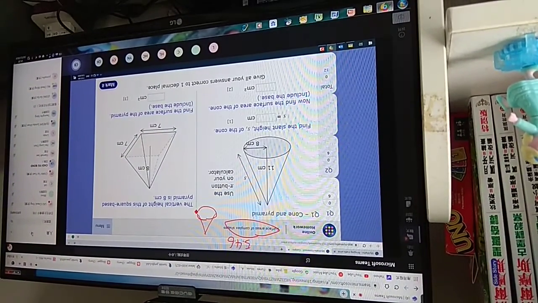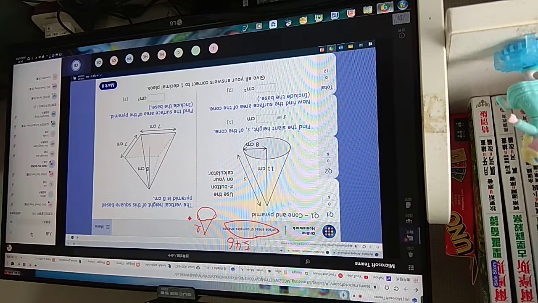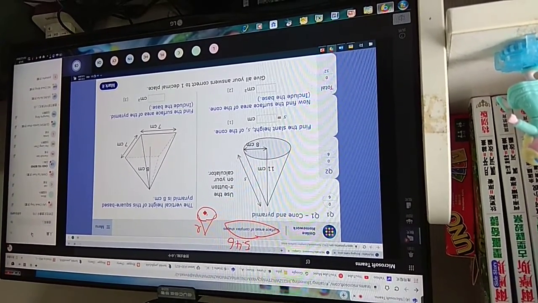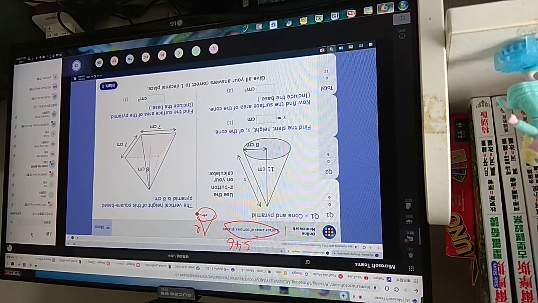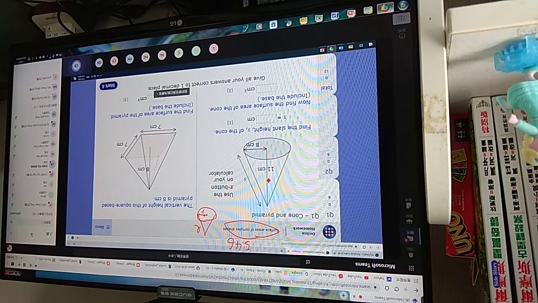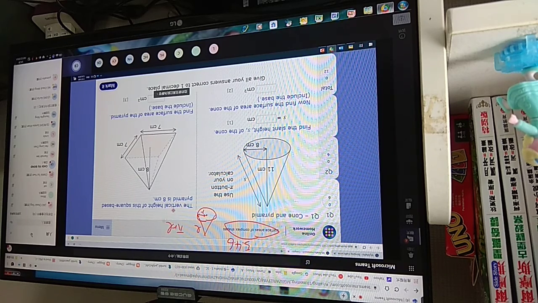If we have a cone like this, where L is the slant height and R is the radius, then the surface area of the cone, not including the base, will be equal to pi R L.